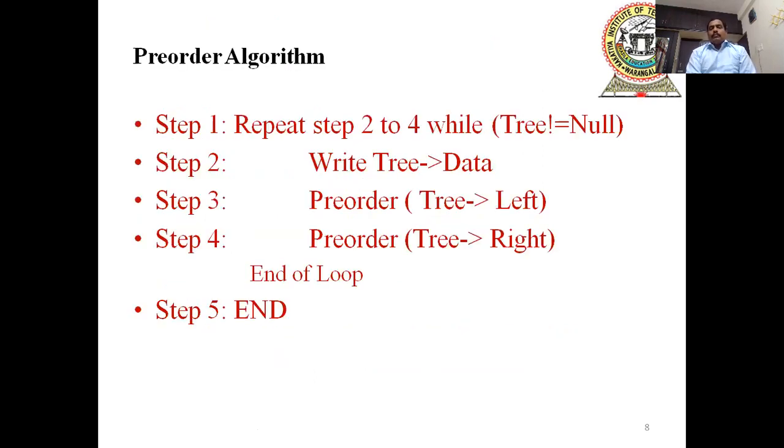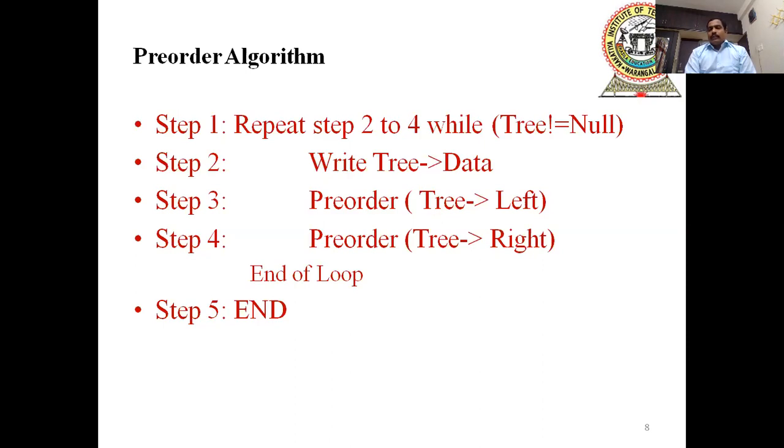This is a simple algorithm for the traversal operation using pre-order. First, we check while tree is not equal to null. If tree equals null, the tree is empty. If it is not null, there are some nodes. So first we write the tree data, taking the root node's data. Then we do the operation on the left side: tree left, go to the left side child. Then when the left side is over, only then do we go to the right side.